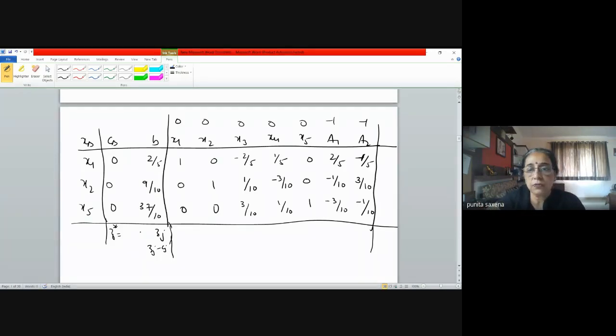So now, the best thing would be, see, your Z star will be 0, right? And not just Z star, all your Zjs will be 0, and your Zj minus Cjs will be 0. But with artificial variables, they will be positive. For all others, they'll be 0.